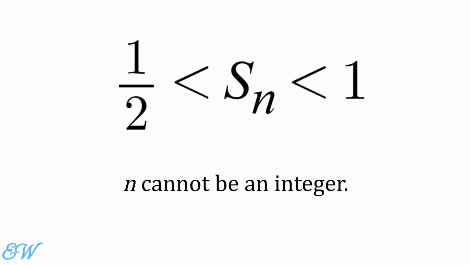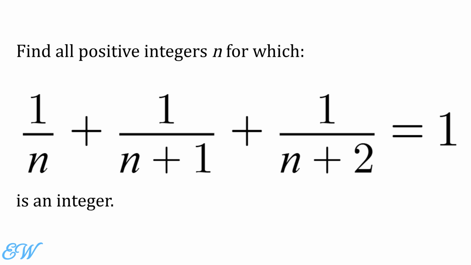So then we can remove the n over n plus 1, and we can keep that Sn is always going to be less than 1 and greater than 1/2. This means that Sn cannot be an integer because there is no integer in between 1/2 and 1. Our last question did not have an integer solution. Let's try this next question.